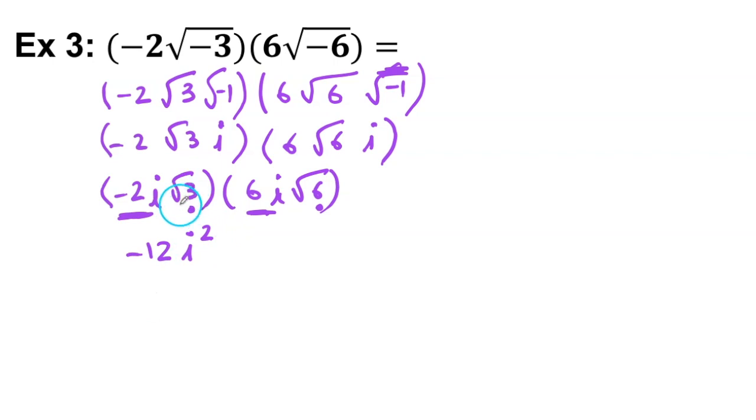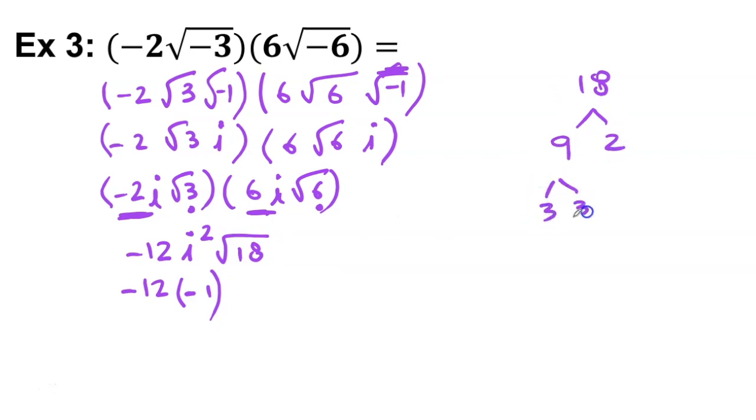Now, square root of 3 times square root of 6, it's inside the radical. So 3 times 6 is 18. I have -12. This I squared turns into -1. And this 18, I had to simplify, right? As we can see, I have 2 3's inside, so 1 3 is going to come out. Is this 2 coming out? That 2 is not coming out, therefore it stays inside the radical.